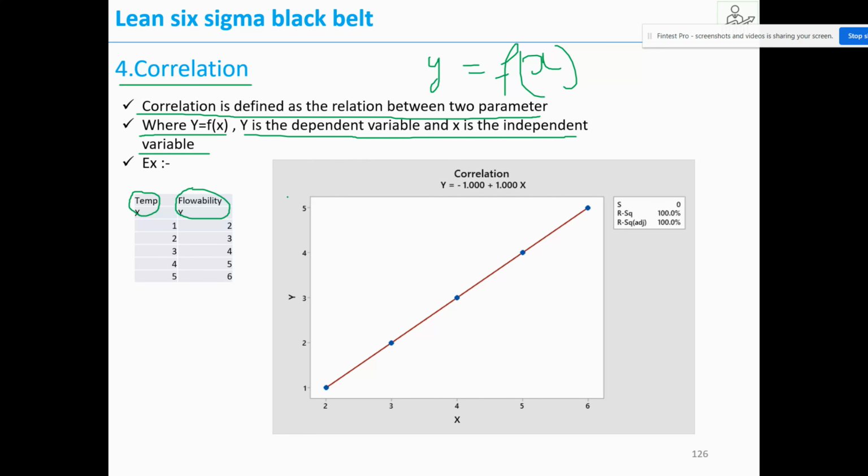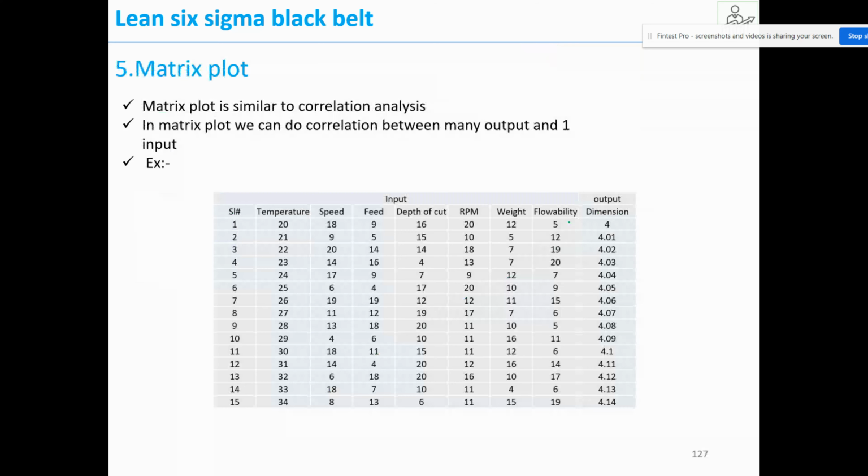Now, how to do correlation? Let us see. Here they gave the temperature data, and for the same temperature what is the flowability data. In this chart you can see there is a direct correlation between temperature and flowability. As the temperature increases, the flowability also increases. Therefore the R-squared value is given as 100%. So 100% there is a relation between your temperature and flowability.